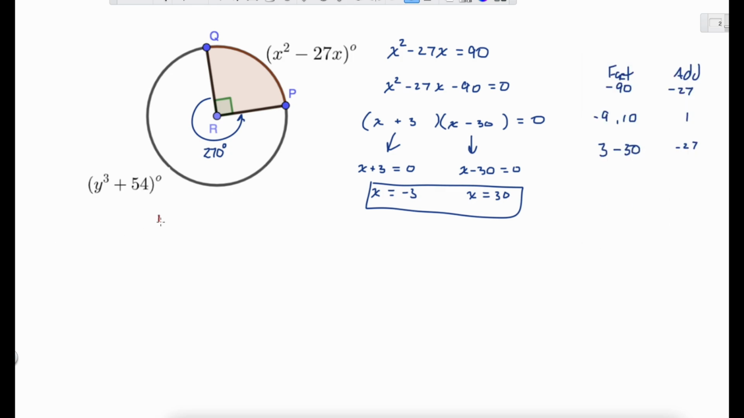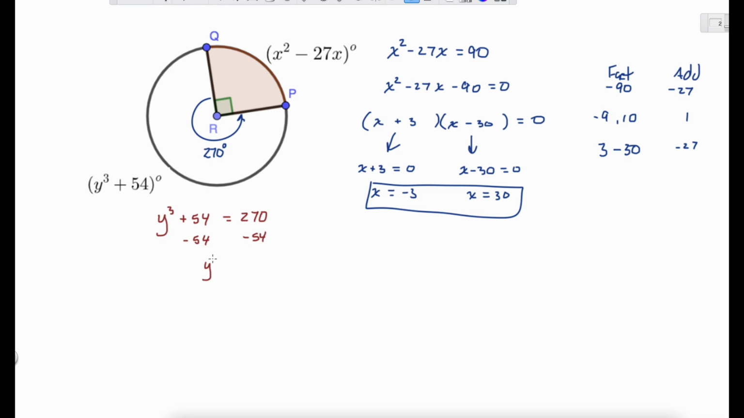I know that y cubed plus 54 equals 270. So I don't have any other y's here. I just have this one y, and I can just solve for y. I couldn't solve for x in the quadratic because x was in two different places with an exponent of 2 and an exponent of 1. So we had to factor this. This one, we're just going to solve for y and isolate it.